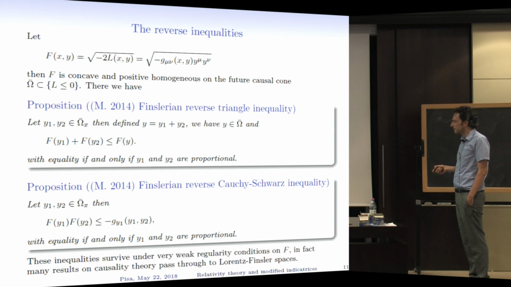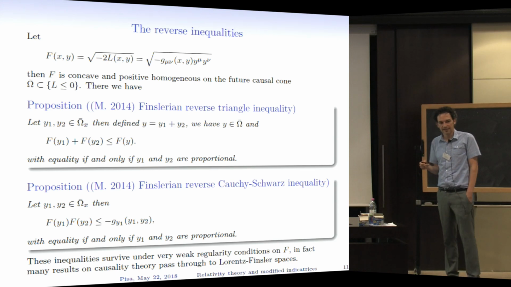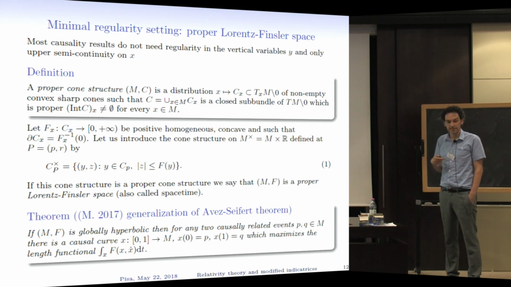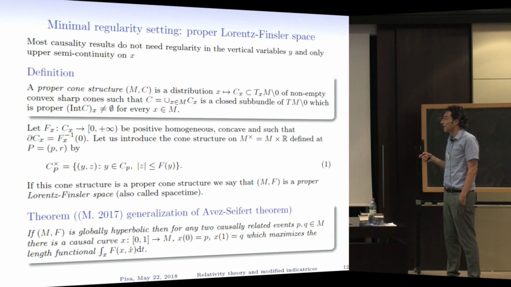These are important because they also survive under very weak regularity conditions on the function f. In fact, many results of causality theory pass through to the Lorentz-Finsler case. I'm not going to enter into the details of causality theory, which is the theory by Hawking and Penrose to deal with singularities, but they pass through. Just these slides. Most causality results do not really need regularity in the vertical variable y, and just upper semi-continuity in x, if you follow this approach.